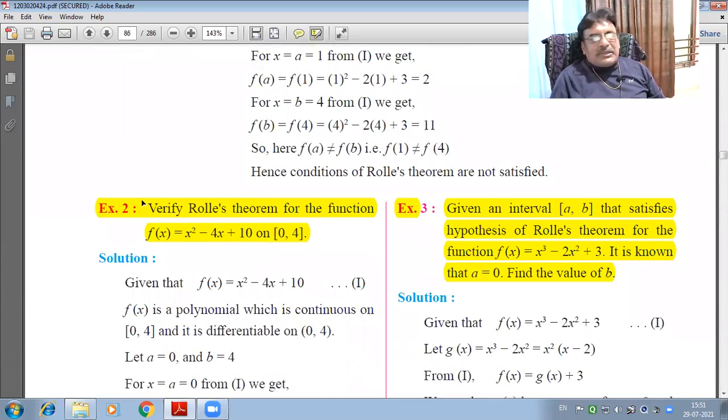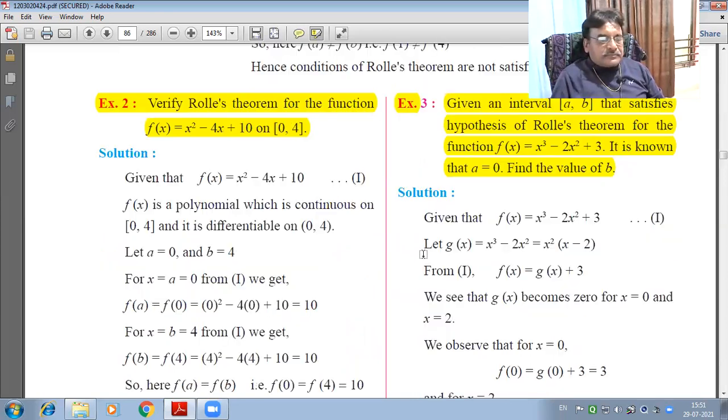Next, example 2 is deleted. Verify Rolle's theorem for the function f of x equals x square minus 4x plus 10 on the closed interval 0, 4. This problem is deleted. Example third: given an interval a, b that satisfies the hypothesis of Rolle's theorem for the function f of x equals x cube minus 2x square plus 3, it is known that a equals 0. Find the value of b. That is, example 3 is also deleted.